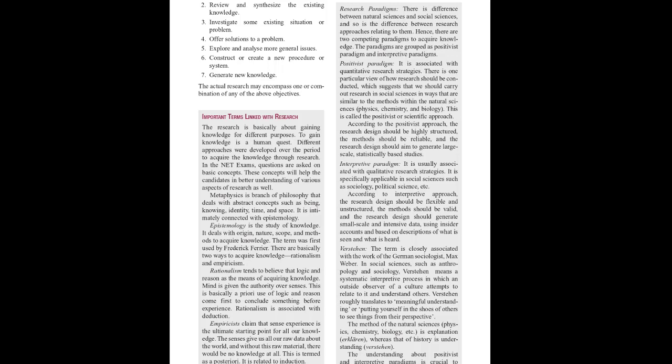The methods should be valid, and the research design should generate small-scale and intensive data, using insider accounts and based on descriptions of what is seen and what is heard.